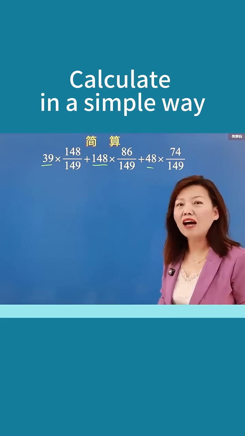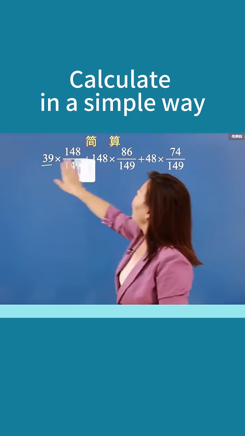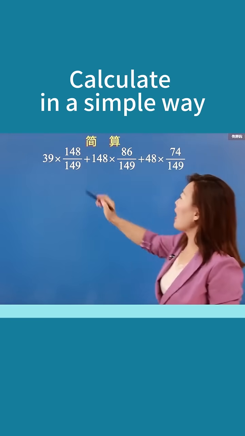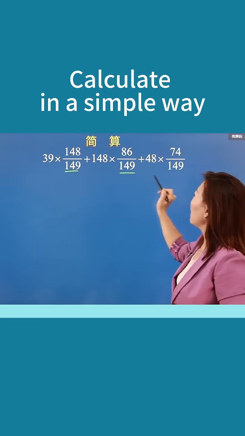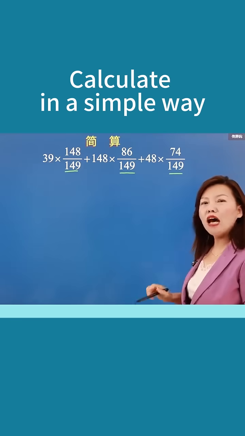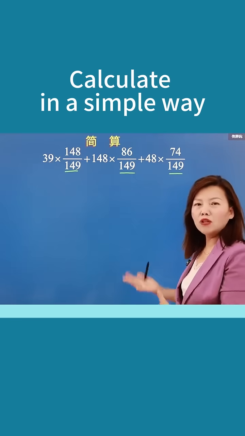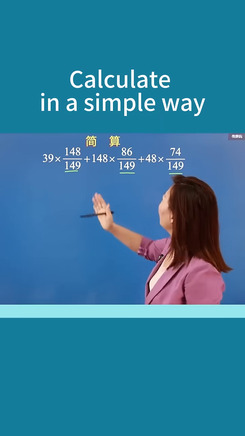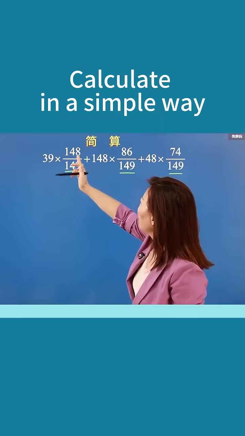Isn't that quite difficult? So next, we notice that they all have a fraction. What is the denominator for all of them? Isn't it 149, 149, and 149? So I will transform this fraction into a common factor. And how should we change it? Take a look. 148 over 149.